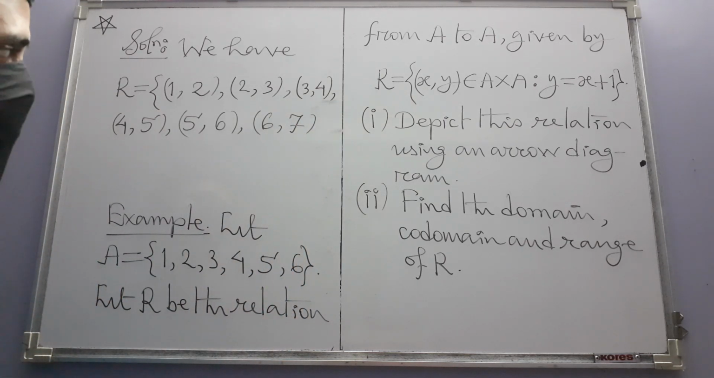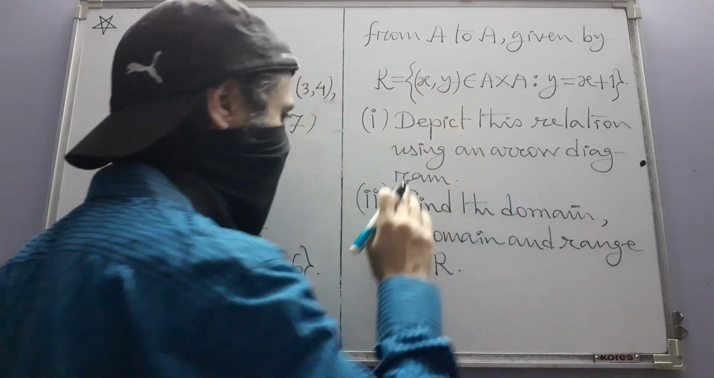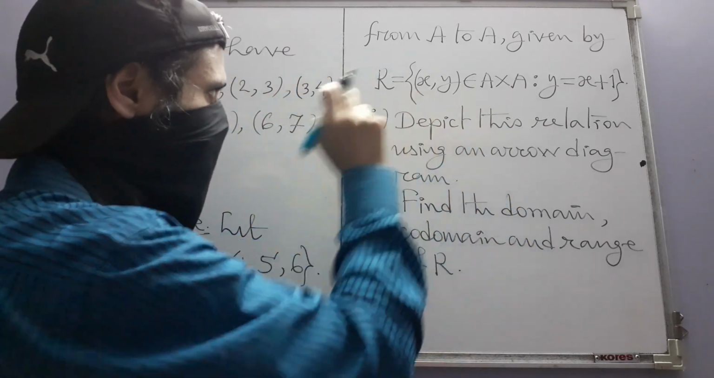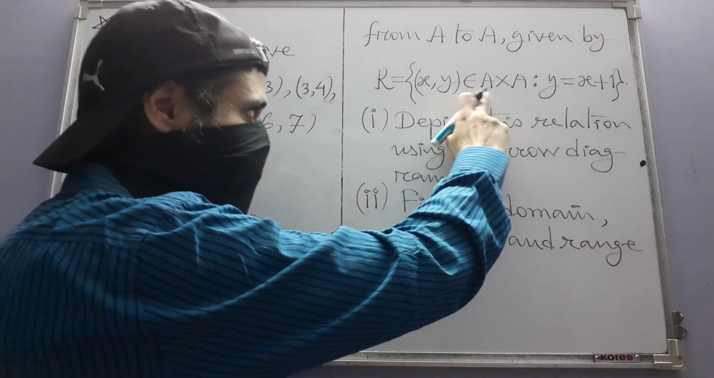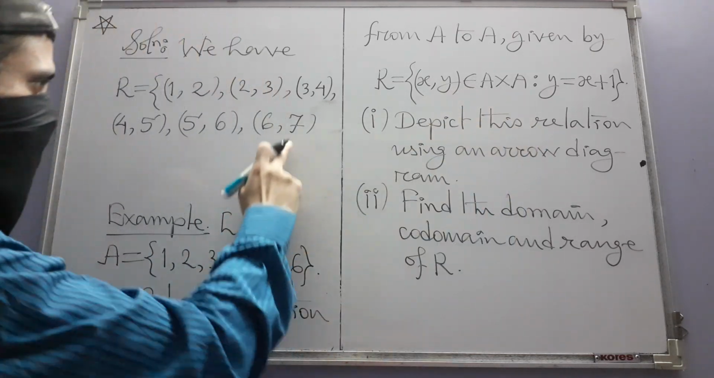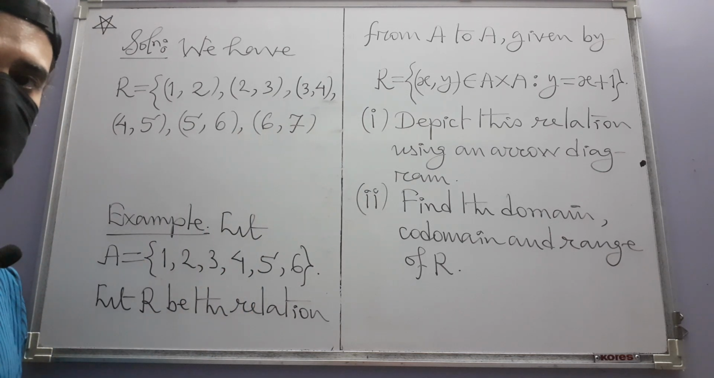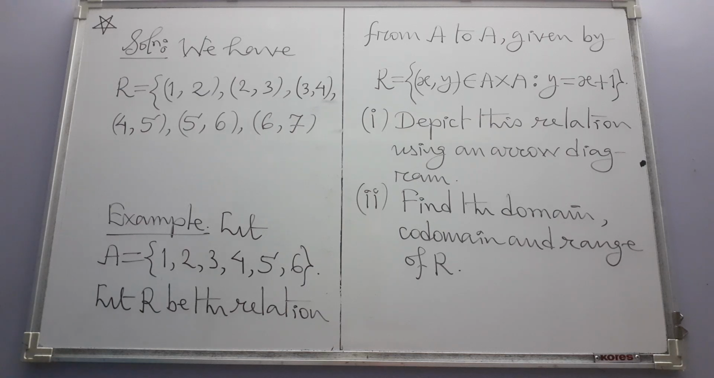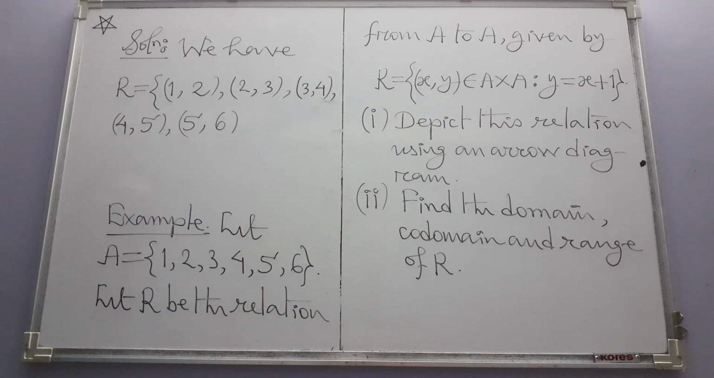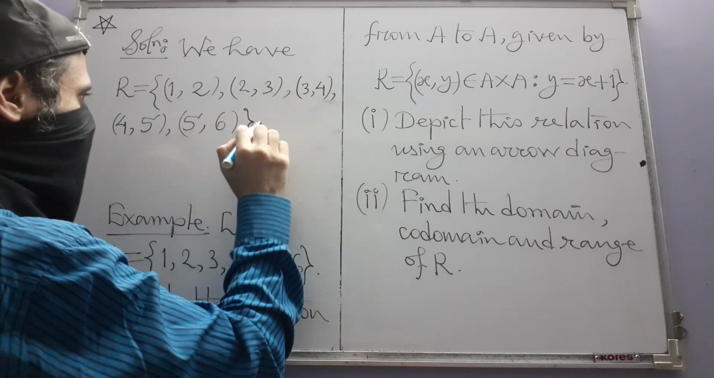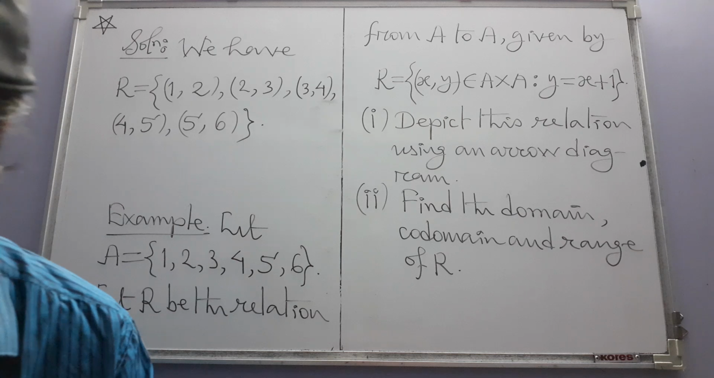See, the problem here is that the ordered pair should not just be so that y is x plus 1, but x and y both have to be in A. 7 is not there in A. So you cannot take x equal to 6. It will end here itself. Okay, so this is your relation. Now let's draw the arrow diagram.